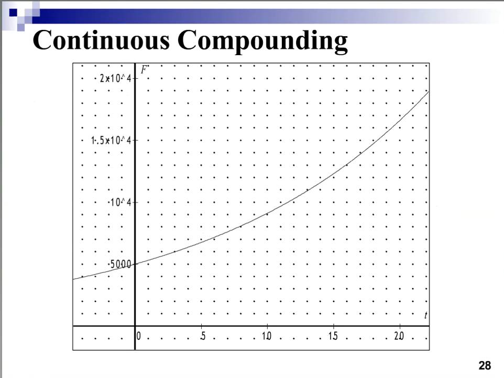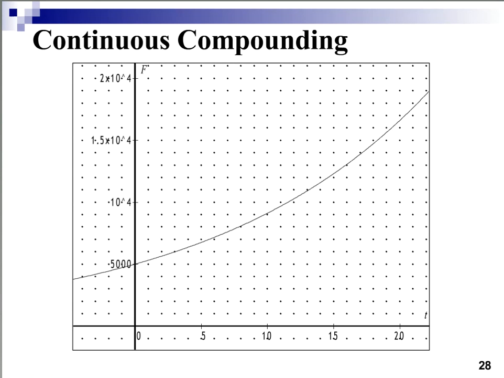Here's a picture of the future value graph under the assumption that we have continuous compounding. Now notice this doesn't look a whole lot different than the graph that we got when we assumed discrete compounding, and that makes sense based on what we just said in the last slide, which was that you don't get a whole lot more future value by moving from discrete compounding to continuous compounding. So the graph is going to look similar.